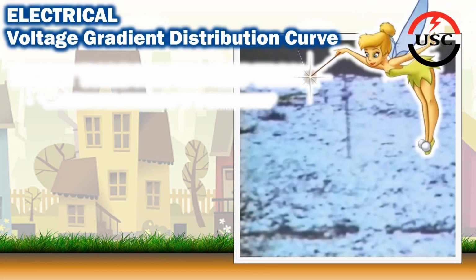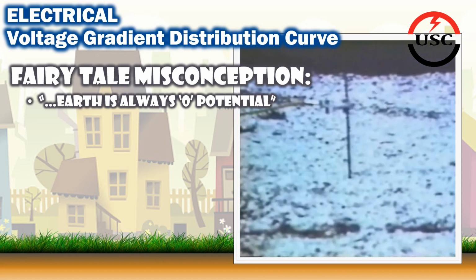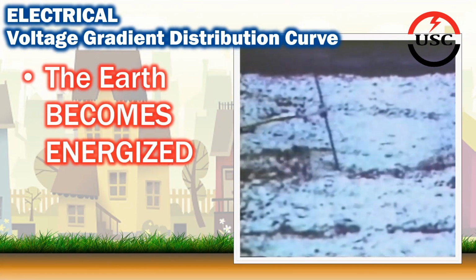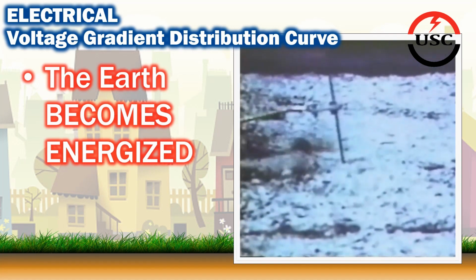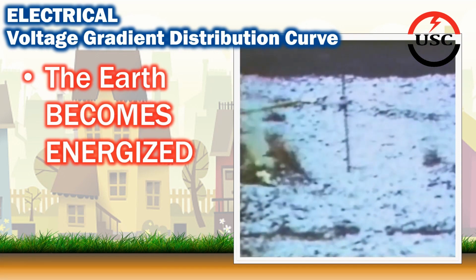One of the fairy tale myths regarding electricity is that physical Earth is always at zero potential. This is complete hokum with a capital F. When electrical energy is channeled into the physical Earth, it's actually the other way around. The soil is energized at various voltage levels dependent on distance, and that is exactly what you are seeing here.